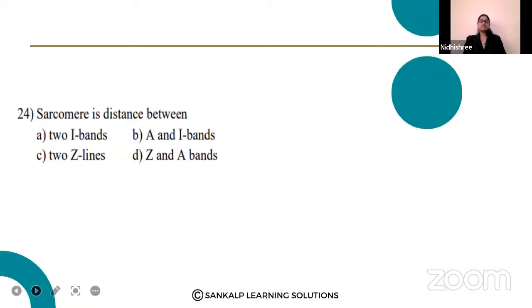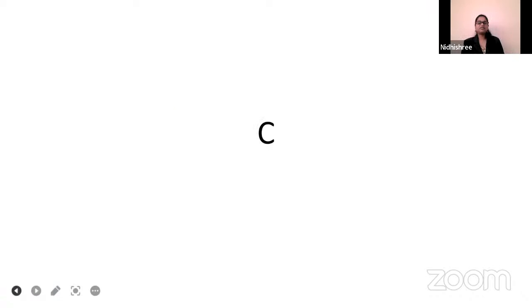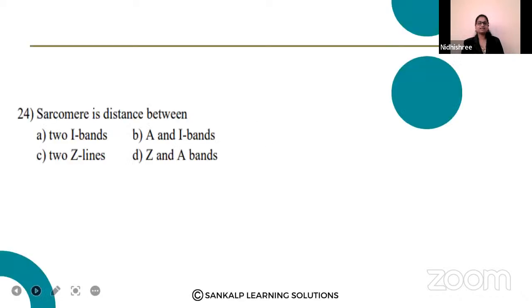Sarcomere is a distance between. What is a sarcomere? Option A, two I bands; option B, A and I bands; option C, two Z lines; option D, Z and A bands. Pavitra, option D. Parvati, option C. Chaitra, option C. Asha, option C. Lohit, option C. Shilpa, option C. Let us check the answer. Option C, that is, between two Z lines, is the right answer.